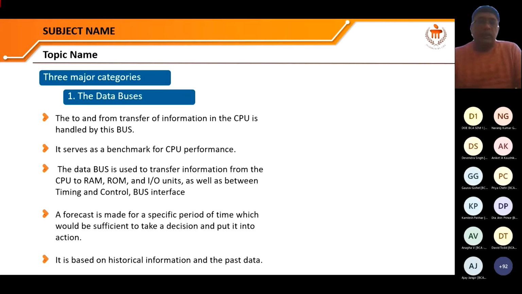The data bus is used to transfer information from the CPU to RAM, ROM, and input units, as well as between the timing and control bus information. So buses can transfer information to RAM, random access memory, ROM, read-only memory, and input-output devices like a monitor, a printer, etc. And it can also manage the timing. What is the meaning of timing and control?